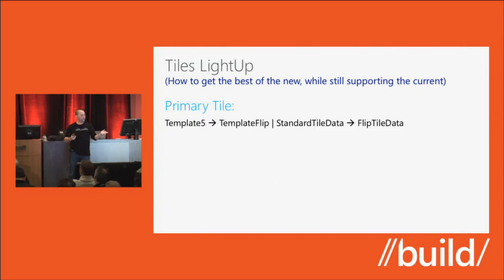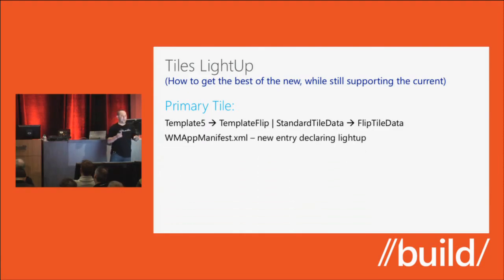If you're familiar with the way tiles work, template 5 is the template you used to have in 7.5. We will automatically translate that into the new template flip for you. And whenever you're using reflection to do this, you actually use flip tile data instead of standard tile data from before. It's a little strange because traditionally we don't really endorse reflection as a way for you to do new stuff on new platforms, but this is the right thing to do in this case so developers can get some extra features, maintain their 7.x app, and still have great stuff on 8.0.